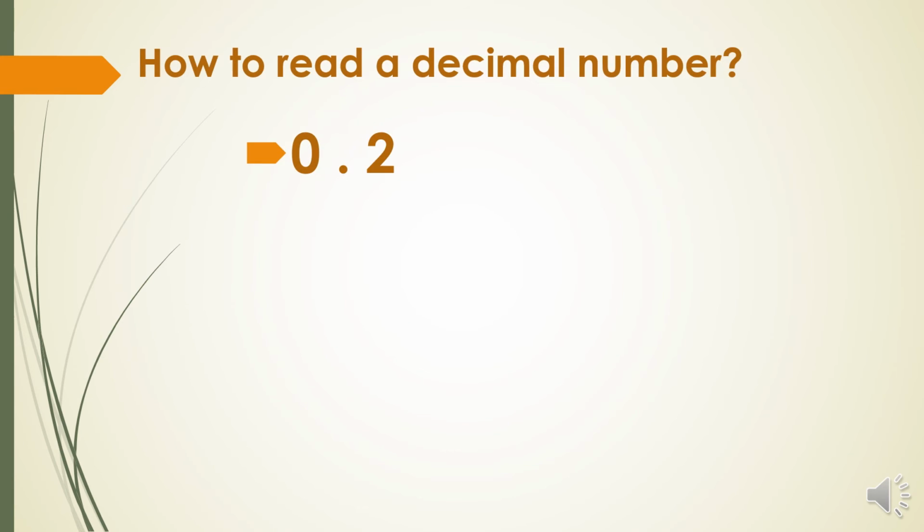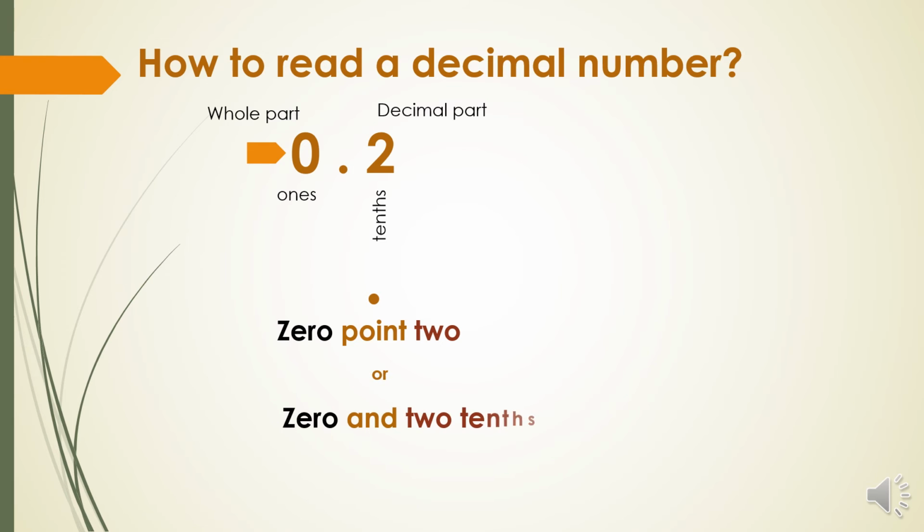Another example, 0.2. Here we have the whole part and here we have the decimal part. 0.2 or 0 and 2/10. 2 over 10, it's called 2/10. Excellent.